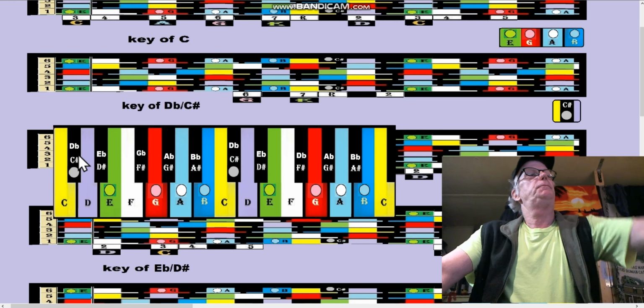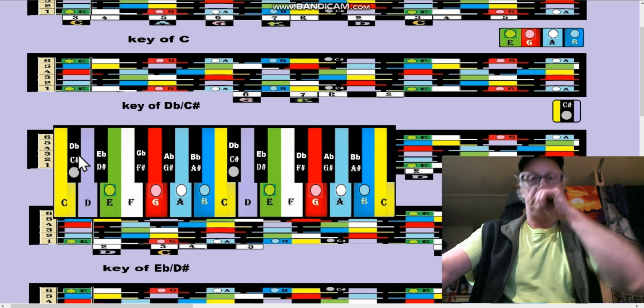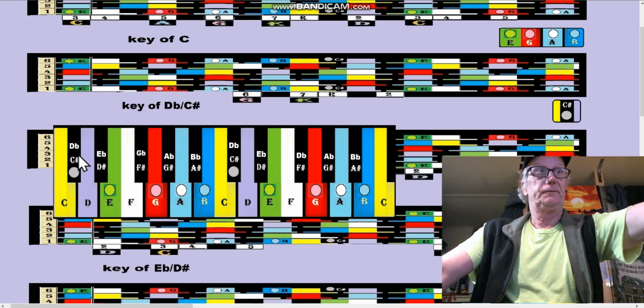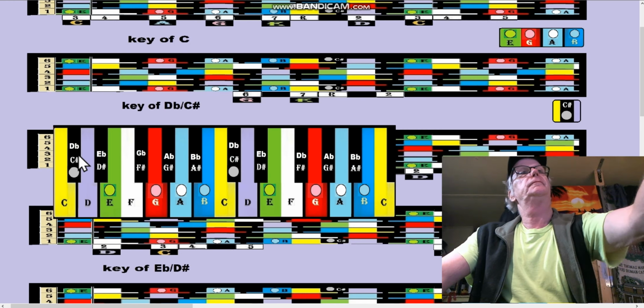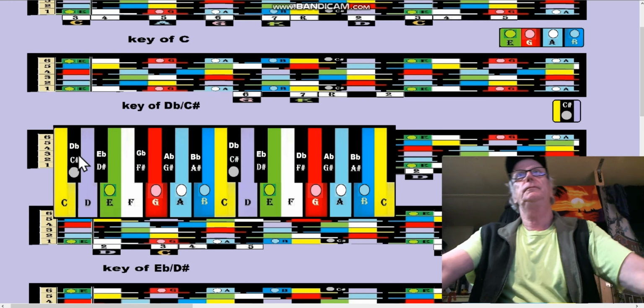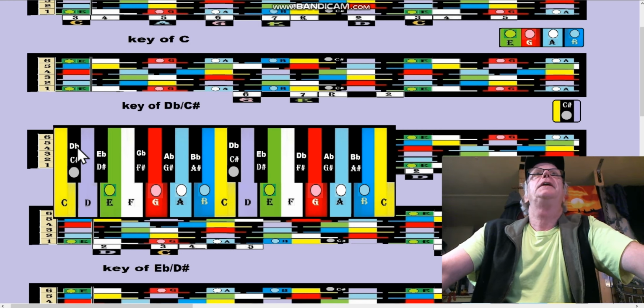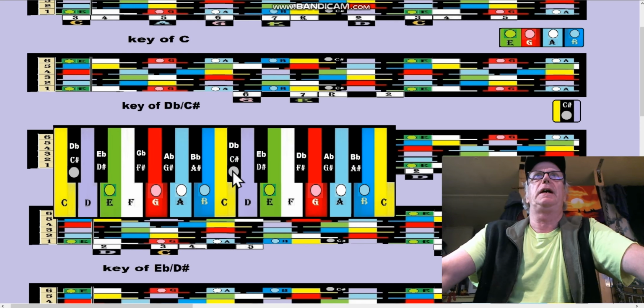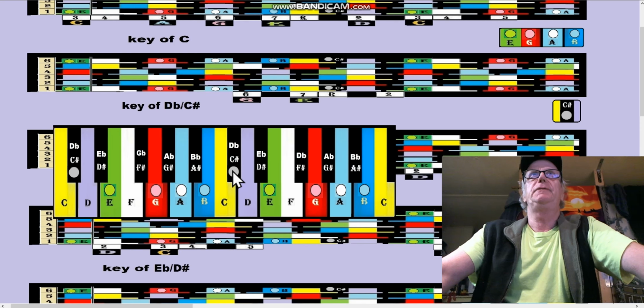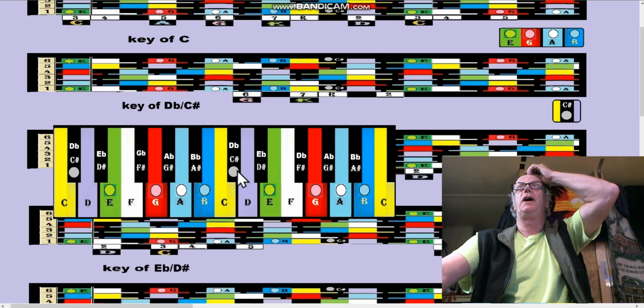So the key of D flat, we're going up from C. Okay, so we've got D flat, E flat, F, G flat, A flat, B flat, C, D flat. Well, guess what? The only dot that the key of D flat, or C sharp if you want to call it the key of C sharp, falls on is the root dot there.